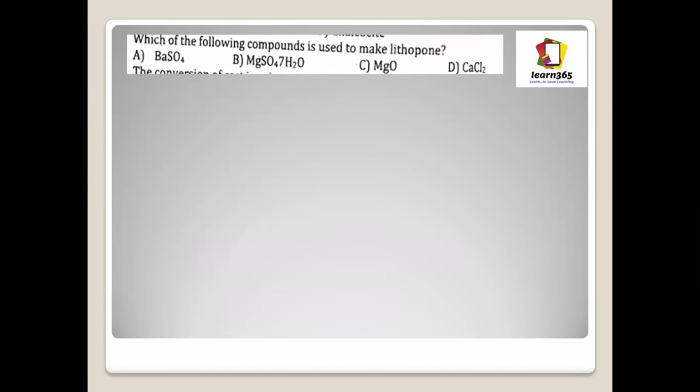Start. Okay. Sulfate. B. Are you sure? Are you sure? Okay. I think that's it. The answers, guys. Philip is also saying B. Okay.